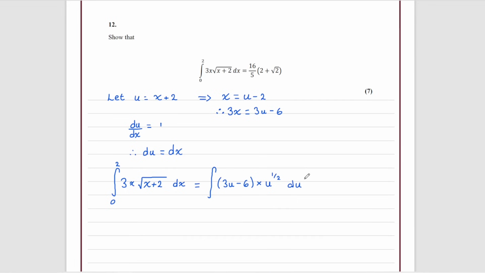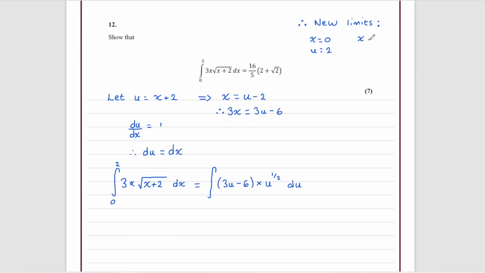Okay. Now we do need the new limits here. So how do we obtain the new limits? Well, let me do it at the top here. So the new limits, how do we obtain those? Well, it comes back to the original substitution here. u equals x plus 2. So x equal to 0 and x equal to 2. So when x equals 0, u is equal to 0 plus 2. So u is equal to 2.